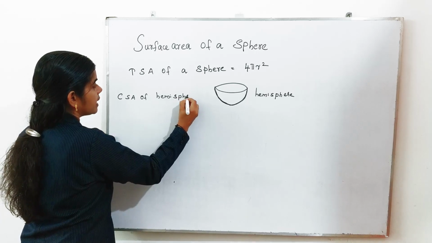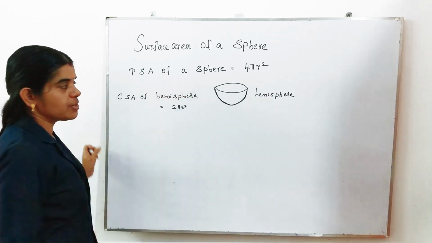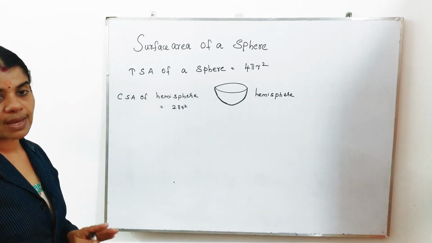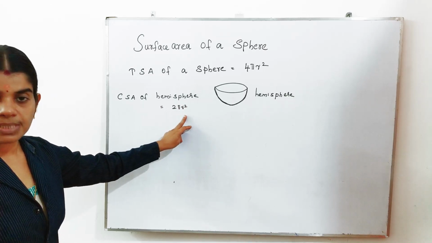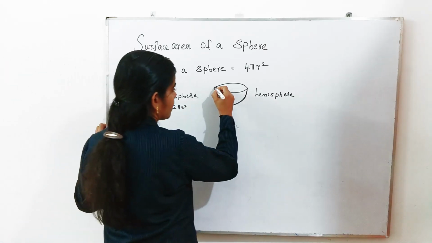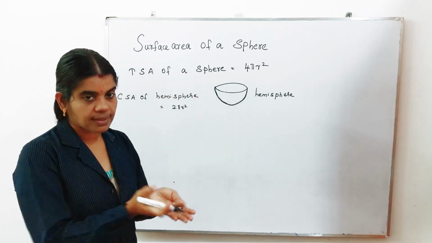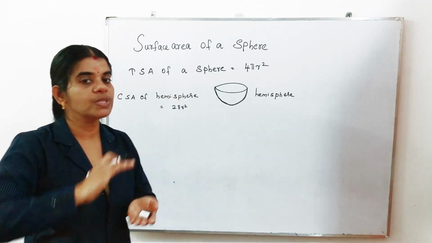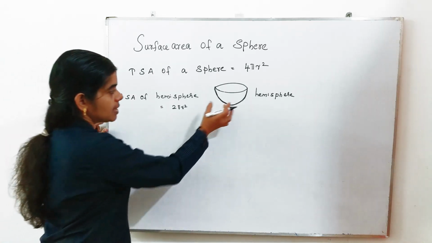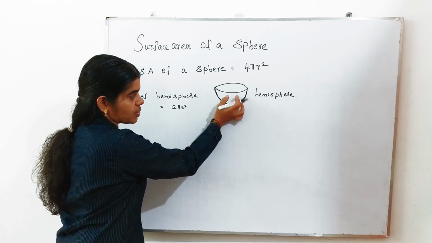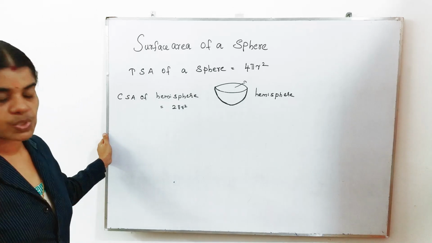CSA of hemisphere is equal to 2 pi r square. Total surface area of a sphere is 4 pi r square. Its half will be the CSA of a hemisphere, equal to 2 pi r square. If you are cutting an orange, you already know that this curved part is there. Then one more circle part is also coming. So total surface area of a hemisphere means this curved surface area 2 pi r square. Again this is one circle. Its area will be pi r square.